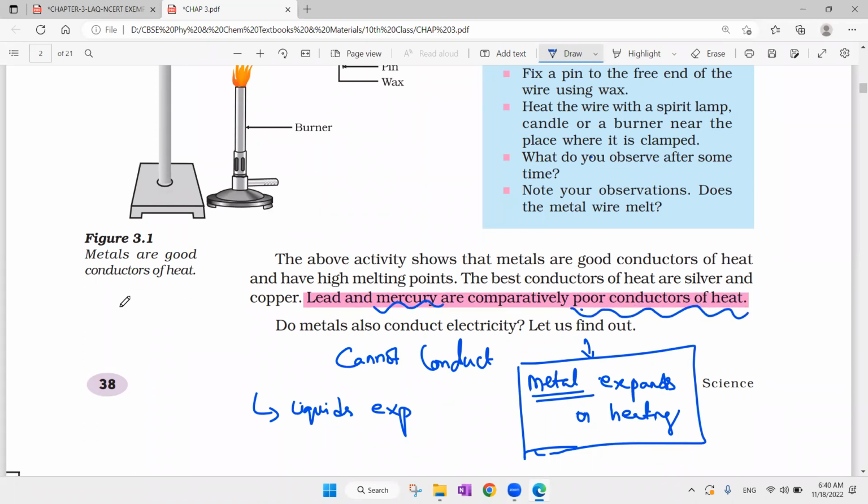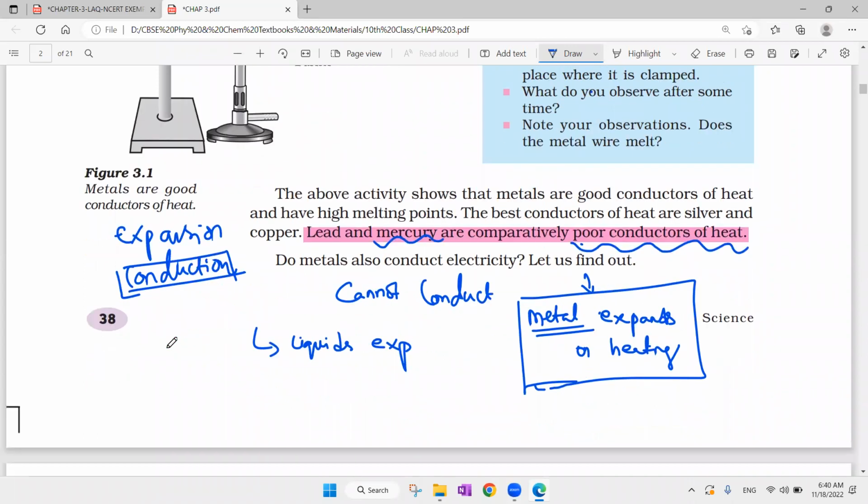There is a huge difference between expansion and conduction. Conduction, actually, what is meant by conduction? Any idea, guys? If you don't have an idea, I'll explain. What is conduction? Passing of electricity, sir. Sorry?